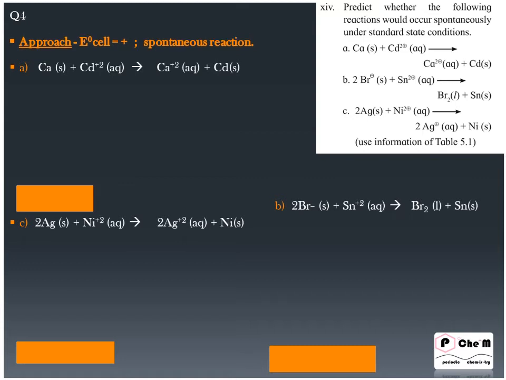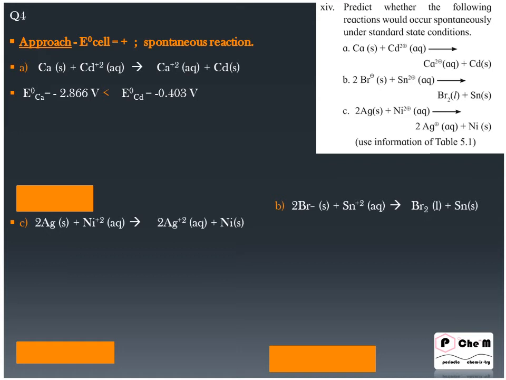The approach for this will be: when E0 cell is positive, the reaction is going to be a spontaneous reaction. So first we will write the reaction given as it is. Calcium plus cadmium 2+ ions giving calcium 2+ plus cadmium solid. E0 reduction of cadmium is minus 0.403 volts, and for calcium it is minus 2.866 volts. I have taken this data from the electrochemical series, but don't worry, this data will be provided in the exam.